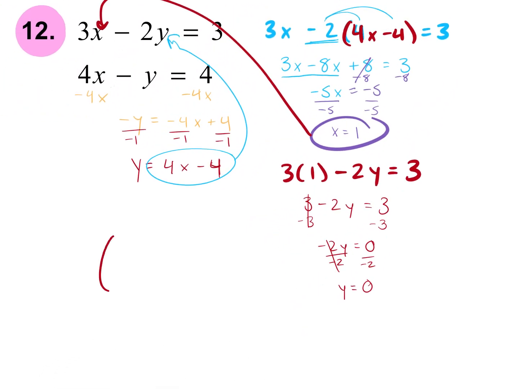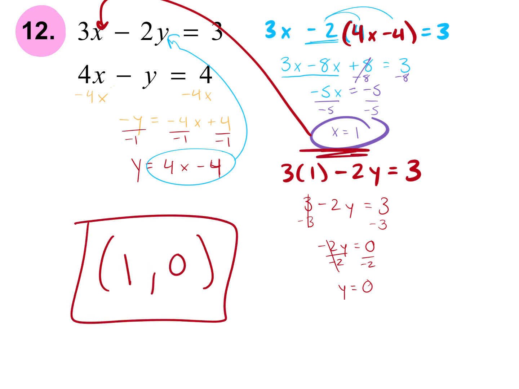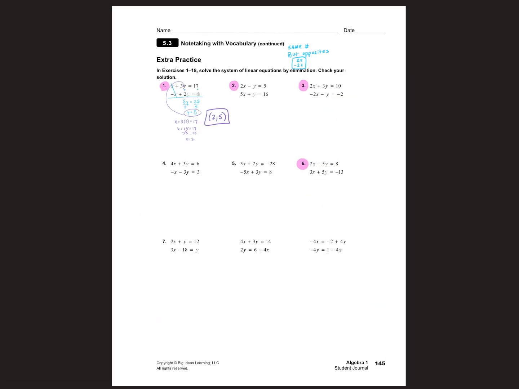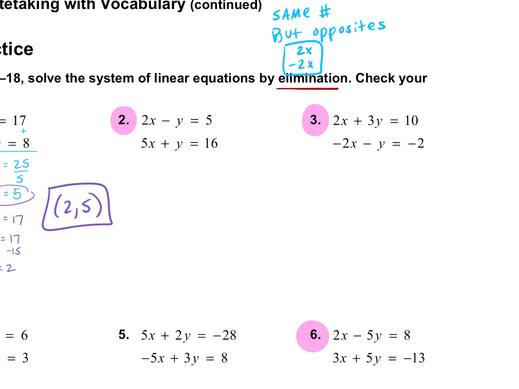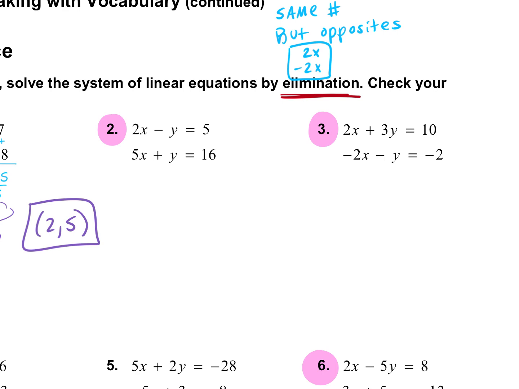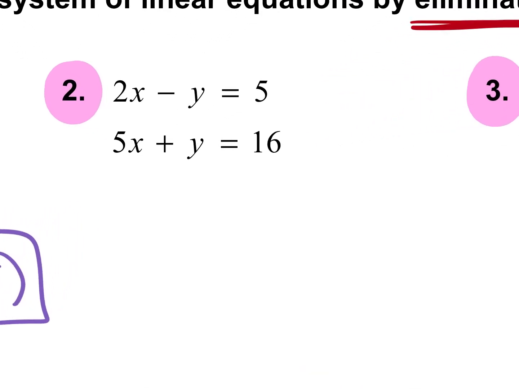So my answer would be what? How do I write the answer? 1 comma 0. Always your x and then your y. All right, so the next page we're solving using elimination. So elimination, we need it to be the same number but opposite. So looking at number 2, which variable do you want to eliminate? Why? Perfect, because they're already the same number but opposites.